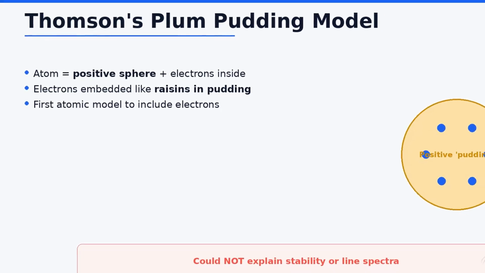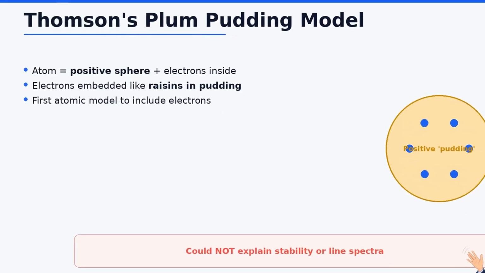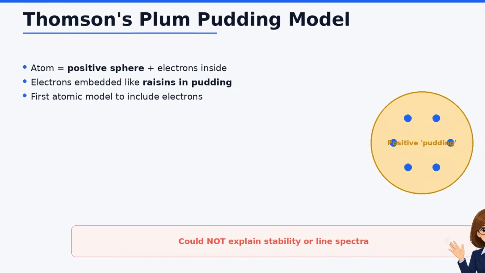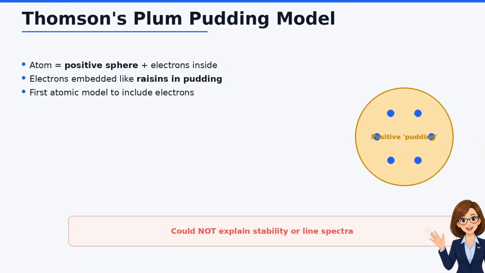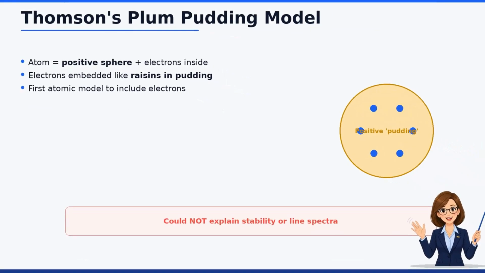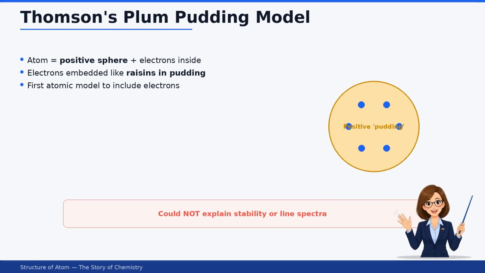Our first model comes from J.J. Thomson. He imagined the atom as a positive pudding with electrons embedded inside, like raisins in a pudding. That's why it's called the plum pudding model. But it had a problem. It couldn't explain why the atom stays stable or why elements emit only certain colors of light.